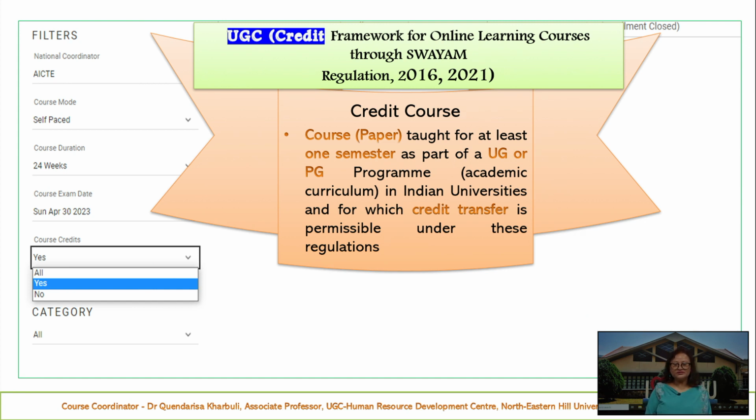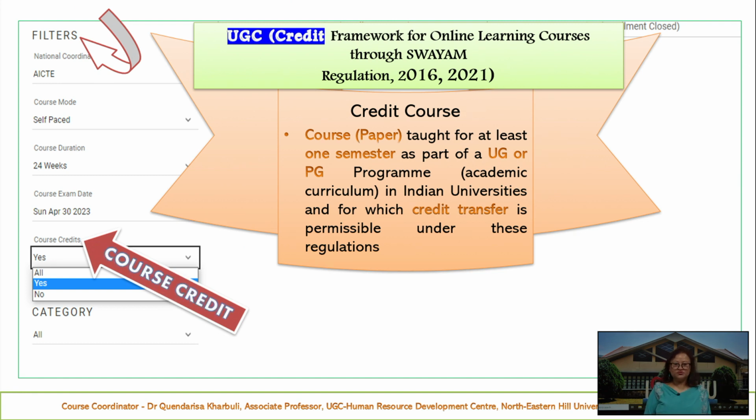Now if you want to search for credit courses through the account that you have created in the SWAYAM portal, you can use the filter that is being provided on the left corner panel. So here, to look for credit courses, you can click on the drop down menu under course credits, and there you can click on yes, and finally a number of credit courses will be shown to you.